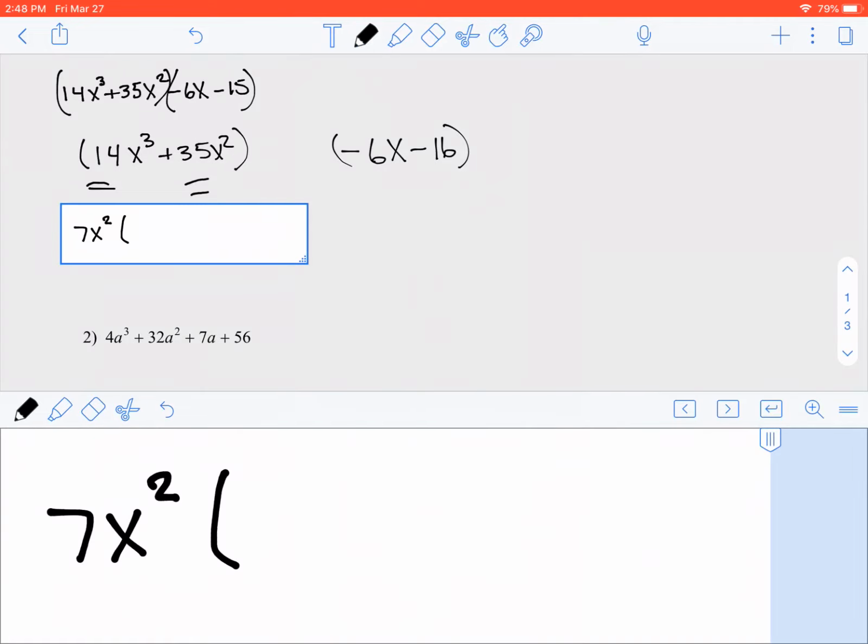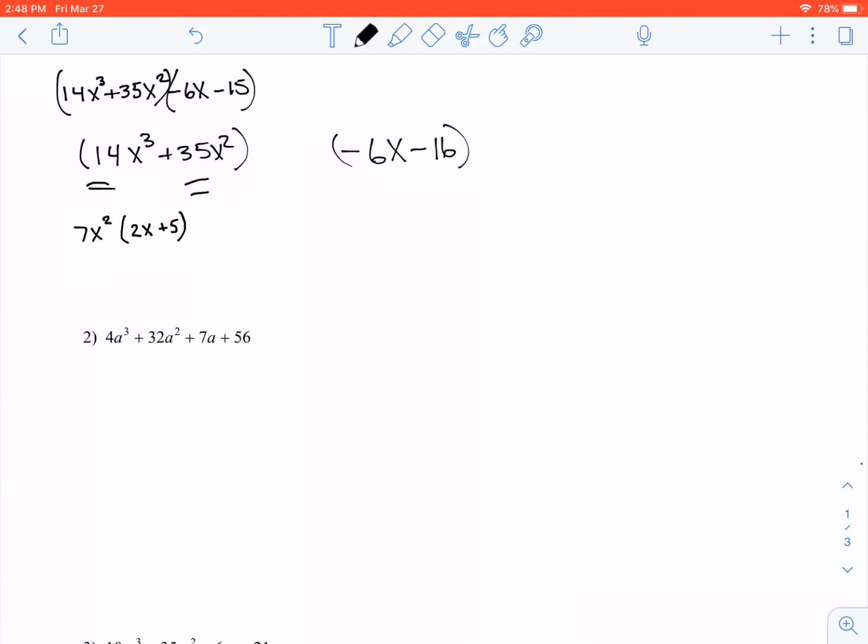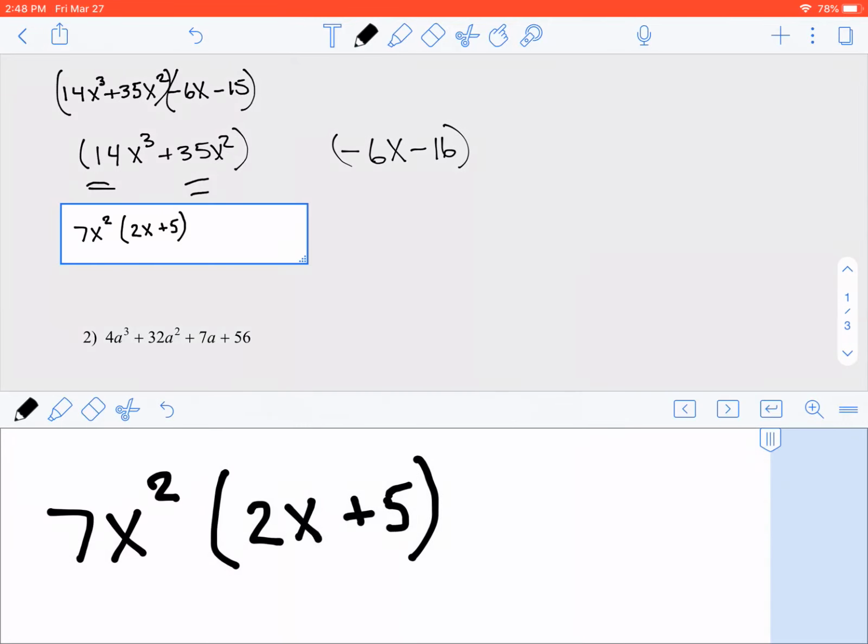And then what I would be left with inside, 14 divided by 7 is 2. And if I had 3 x's and I took 2 x's out front, I'd be left with 1 x. On the second term, if I took a 7 out, which means I'm dividing 35 by 7, I would be left with a positive 5. And then if I took both x's out, I wouldn't have any x's left, and that would be what it would look like.